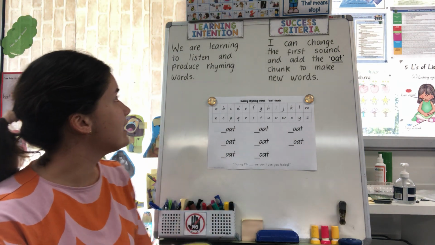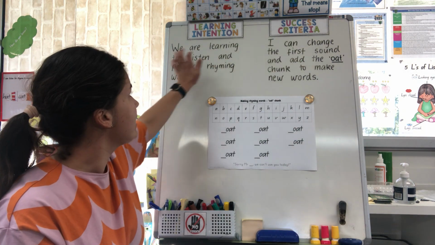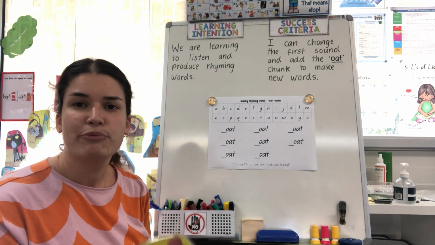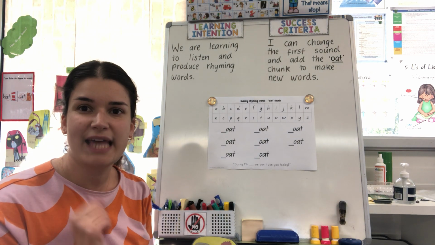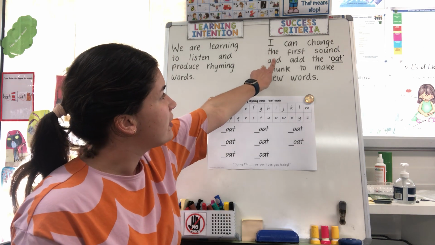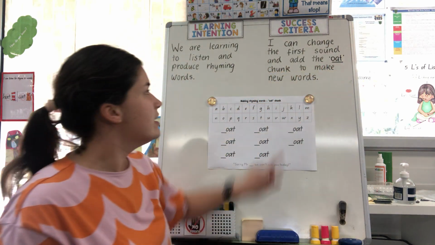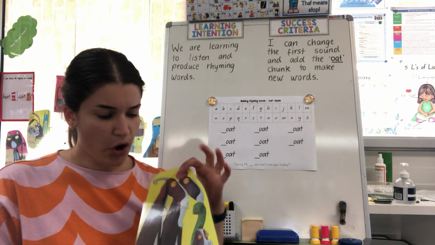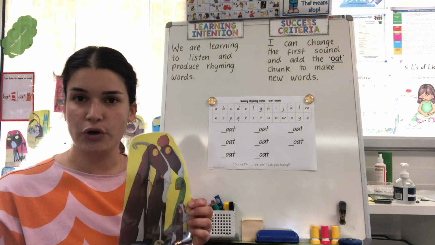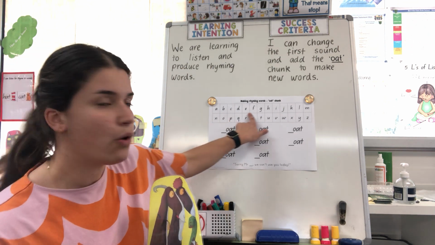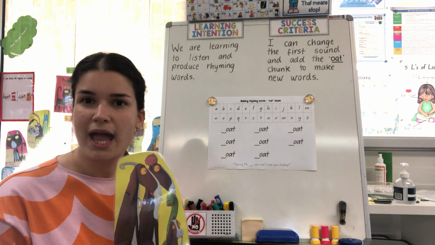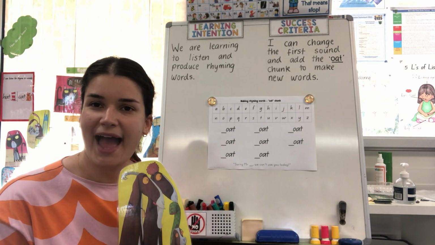Let's have a look at our learning intention for today. We are learning to listen and produce rhyming words. So we were just listening for rhyming words. Producing rhyming words means that you can say some rhyming words. Our success criteria for today: I can change the first sound and add the oat chunk to make new words. Goat and coat both have the oat chunk at the end, so goat and coat rhyme. We are going to go through all the sounds in the alphabet and see if we can make some other rhyming words for goat and coat that have the oat chunk at the end.